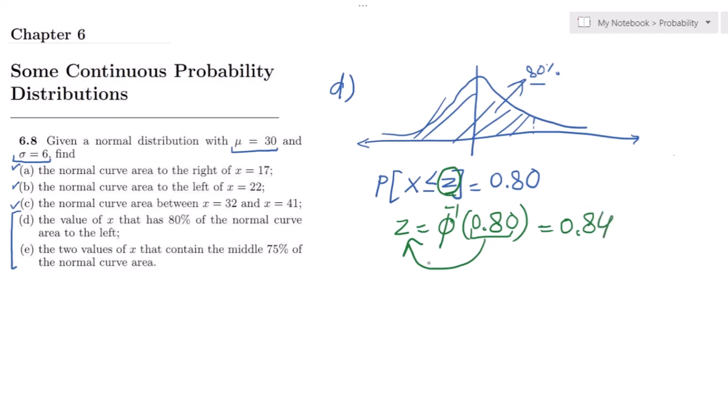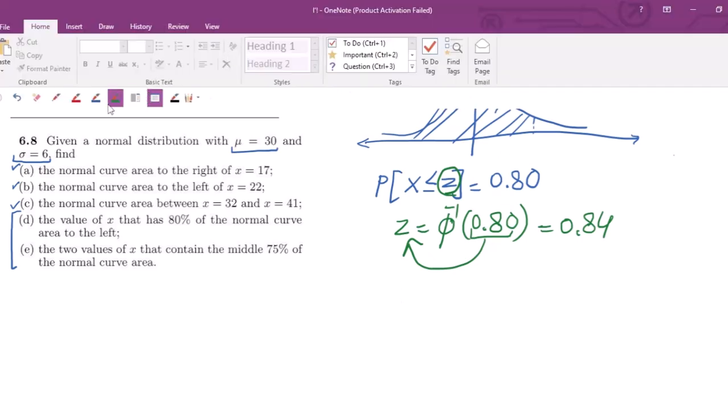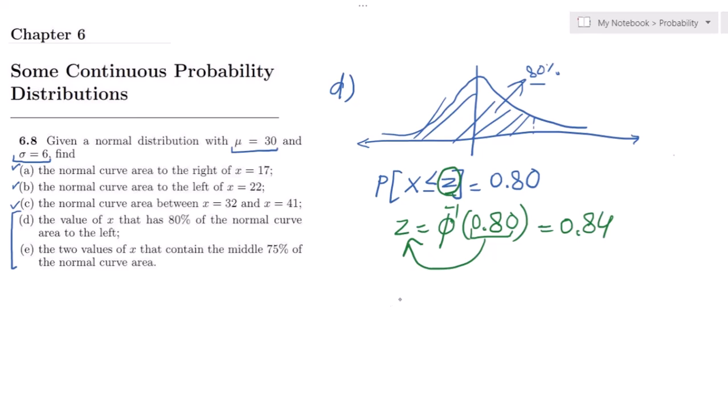Now in order to find the value of x, what do we have to do? We know that previously we have calculated the value of z from our value of x as x minus mu divided by sigma.